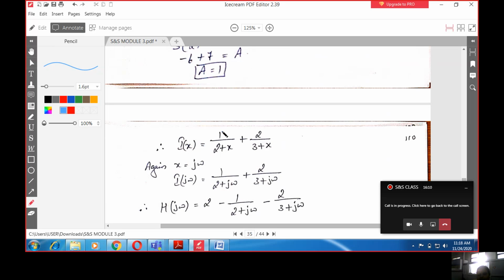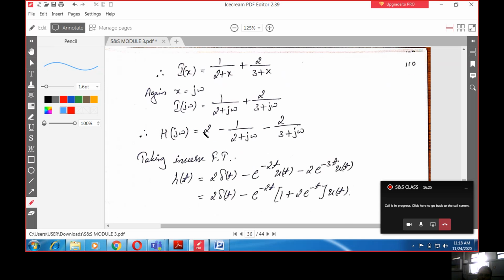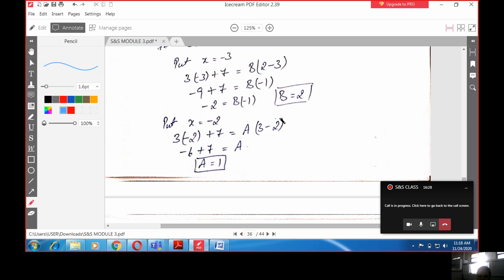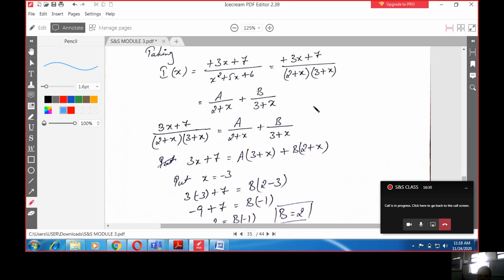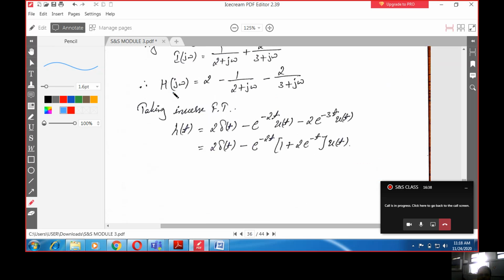The expression is 1 divided by (2 + x) plus 2 divided by (3 + x). Then putting x as jω, I can write 1 divided by (2 + jω) plus 2 divided by (3 + jω). Then H(jω) is equal to 2 plus this, substituting here in this equation. You'll be reading H(jω) is equal to 2 minus [1 divided by (2 + jω) plus 2 divided by (3 + jω)].